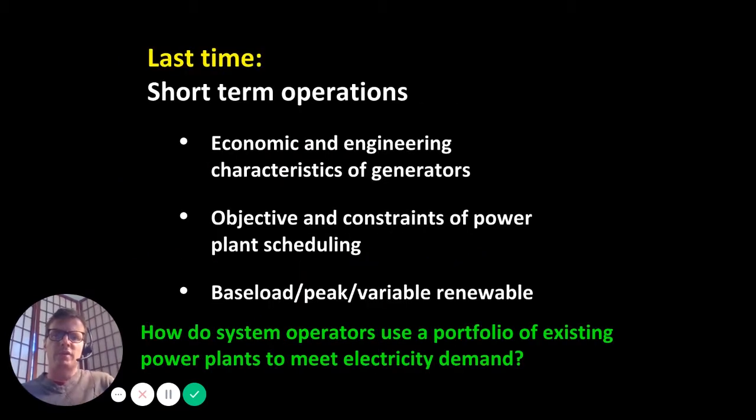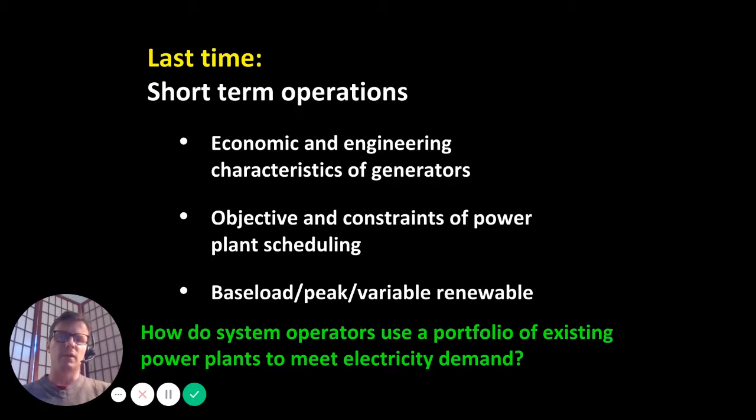So we spent the last two classes talking about long-term system planning and short-term operations. Last time we talked about the different economic and engineering characteristics of different generators. We talked about the main objective and constraints on power plant scheduling. And then we also talked about the different categories of power plants and how they're used within a portfolio of different power plants to meet fluctuating electricity demand.